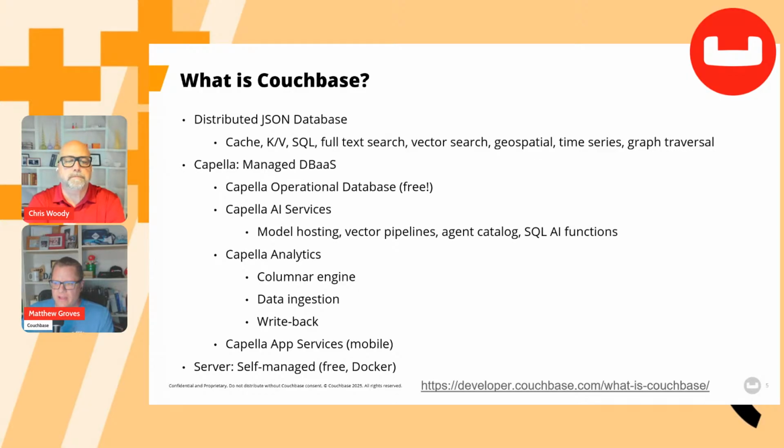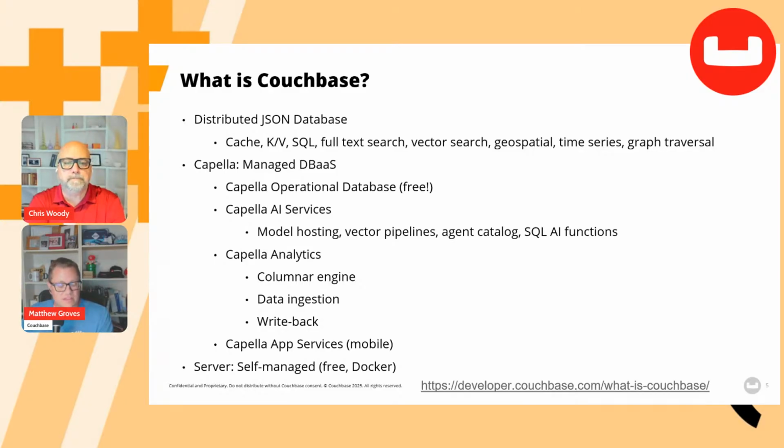Now, what we have at Couchbase is something called Capella. This is our managed DBaaS, our cloud platform that contains a number of components. So the operational database there is the main thing we're looking at today. It's free, by the way. You can create a free account on Capella and get a database running. Also, AI services, something we're introducing this year. So that's things like model hosting and agent catalog and so on.